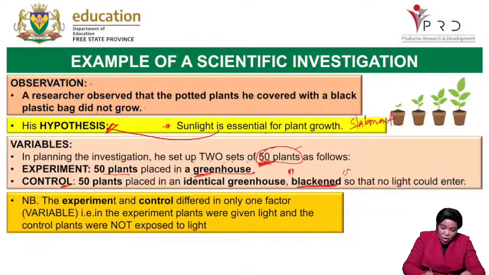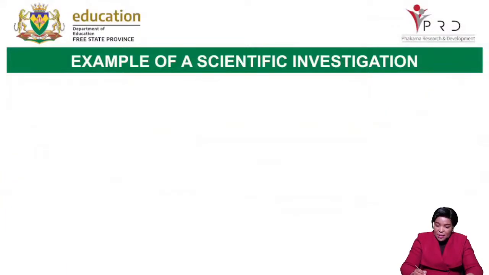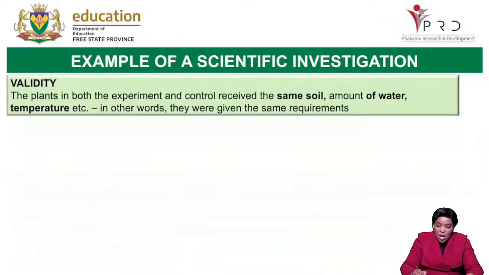The experiment and the control differed in only one factor. That is, the variable is that plants were given light and the other plants were not exposed to light. I hope you were able to see that. So these ones, no light. These ones, there is light in the greenhouse. Right. So after this, what is happening?